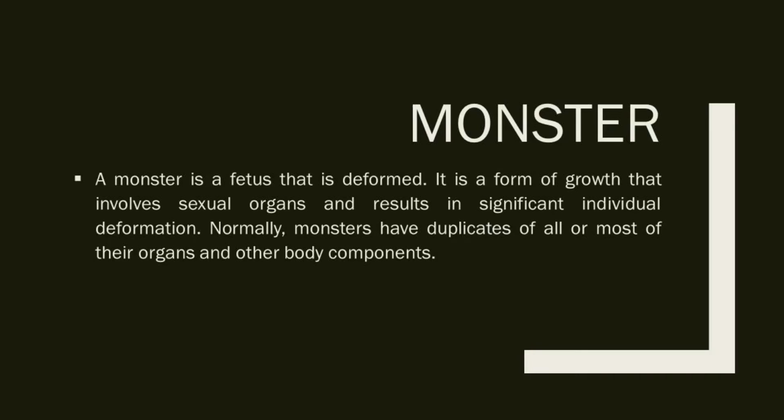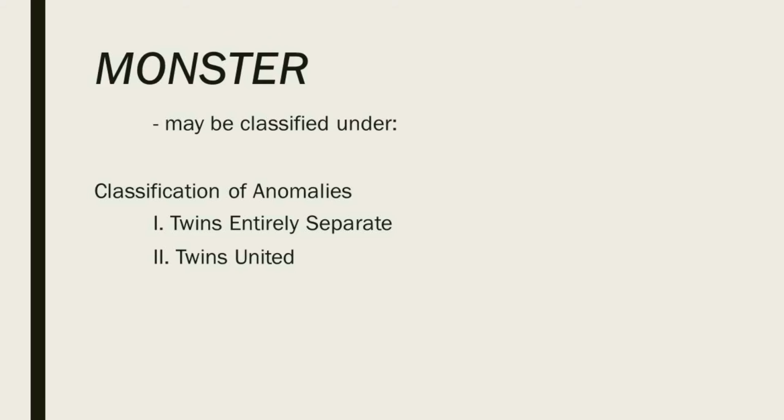A monster is a disturbance of development that involves several organs and causes great distortion of the individual. For the most part, monsters possess a duplication of all or most of the organs and other parts of the body. They develop from a single ovum. They are therefore the product of incomplete twinning. There are two classifications of monster. Number 1 is twins entirely separate, and number 2, twins united.